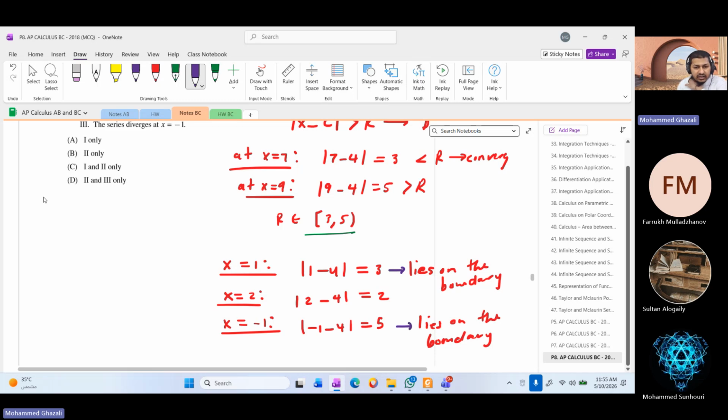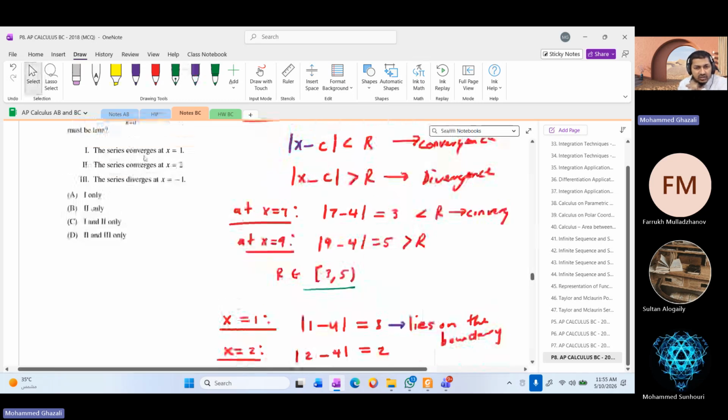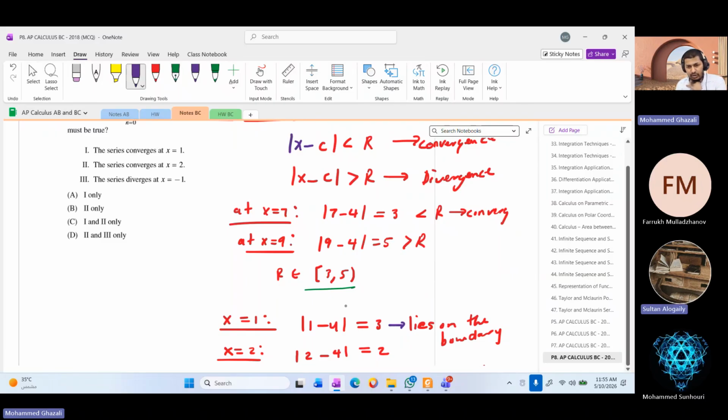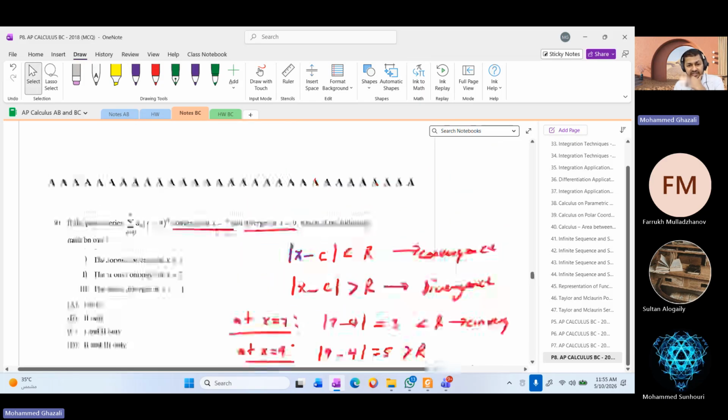So what did they say in x equals 1? The series converges at x is equal to 1. Because it lies on the boundary, it may converge or diverge. Remember, this is a definite statement. They told you this already. You can't use this for this, right?